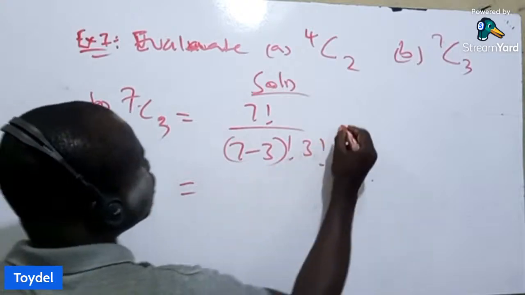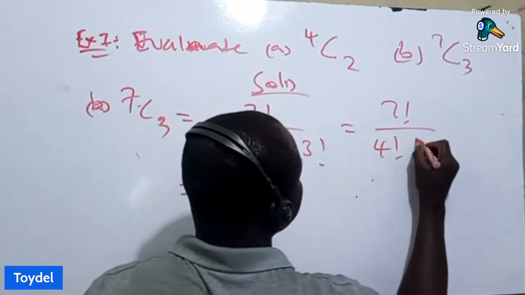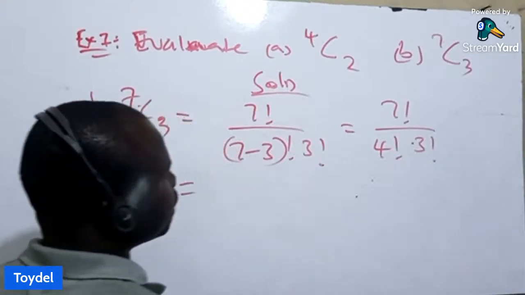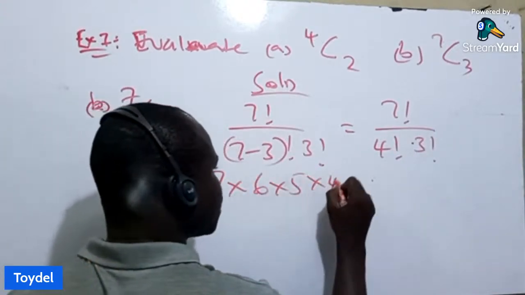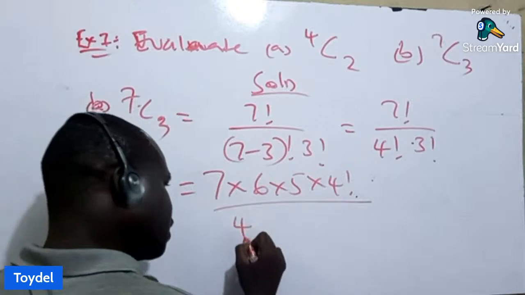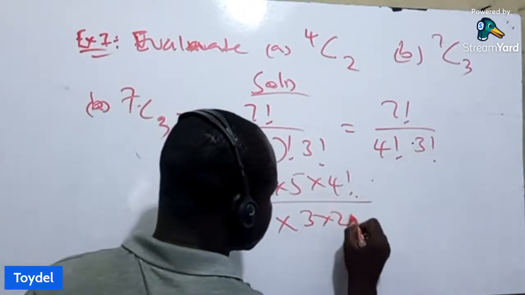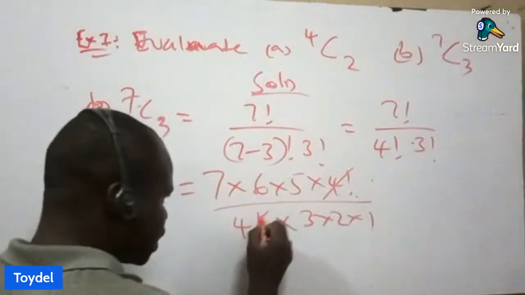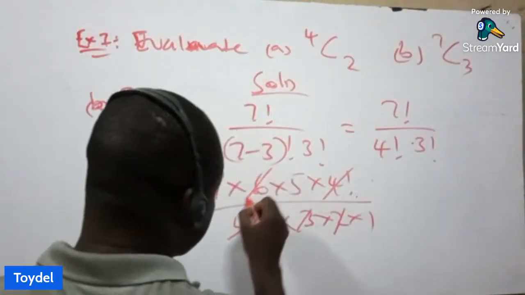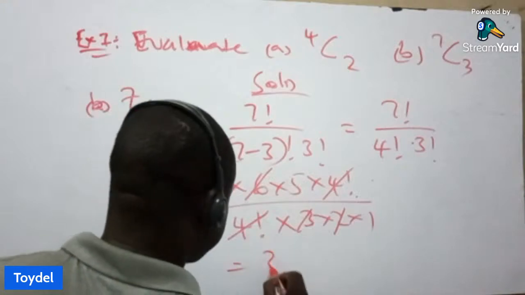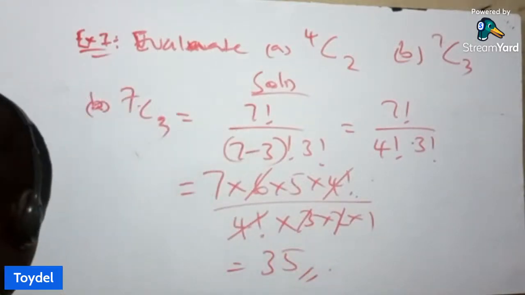Then here we are going to have 7 factorial all over 7 minus 3, which is 4 factorial, multiplied by 3 factorial. So I will reduce this to 7 times 6 times 5 times 4 factorial all over 4 factorial. Then let me reduce 3 factorial to 3 times 2 times 1. 4 factorial will take care of 4 factorial. Then 3 times 2 is 6. It will take care of this. 7 times 5, that will be 35. And that is what we are going to get from there.